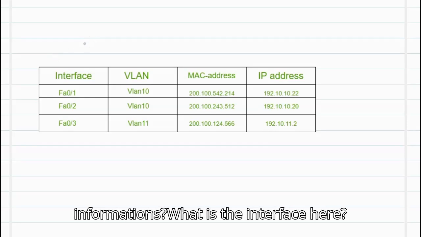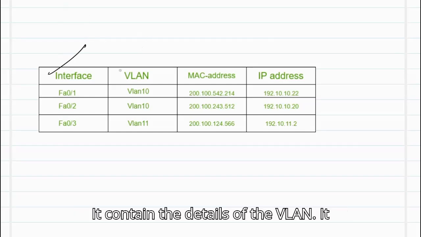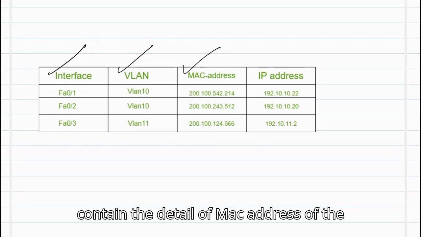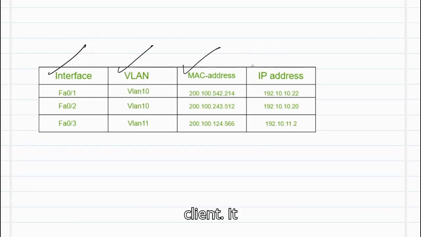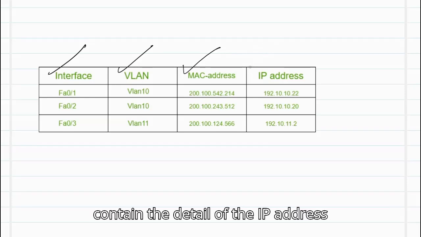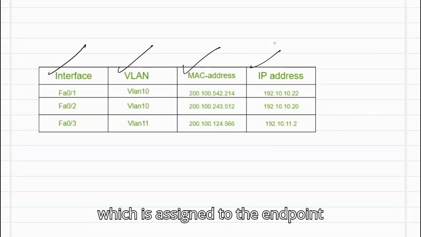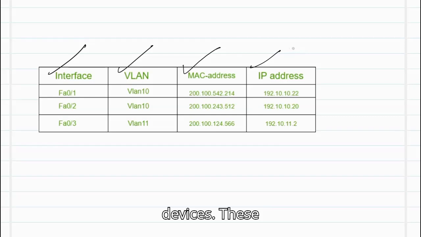What is the client information? What is the interface here? It contains the details of the VLAN. It contains the detail of the MAC address of the client. It contains the detail of the IP address which is assigned to the endpoint devices. This information is contained in the table.